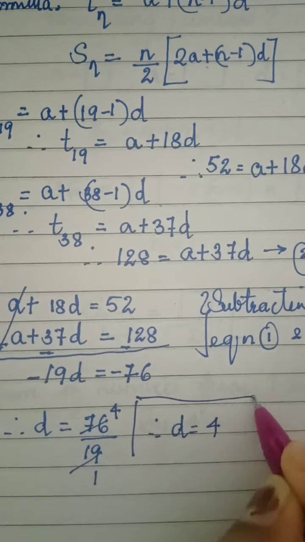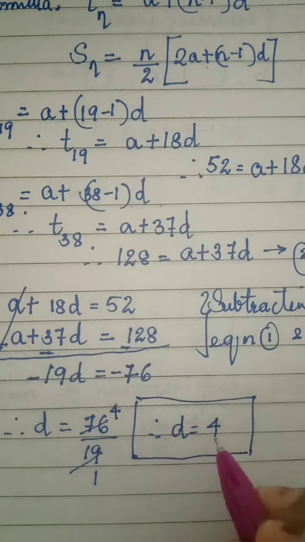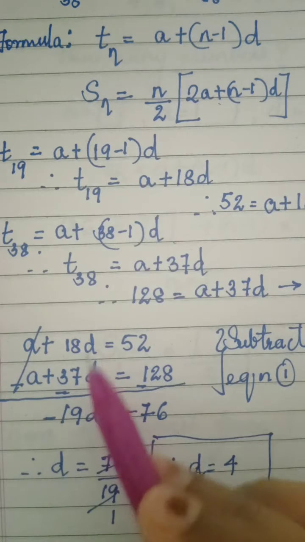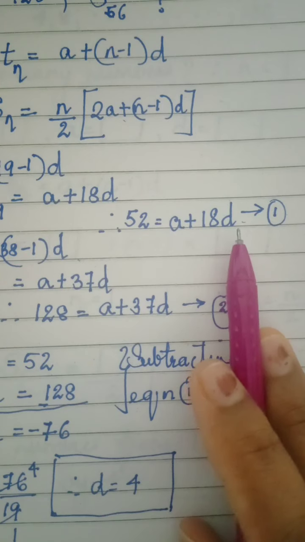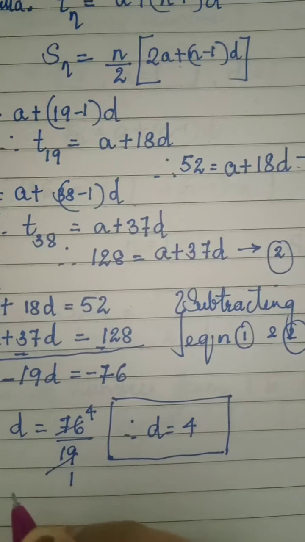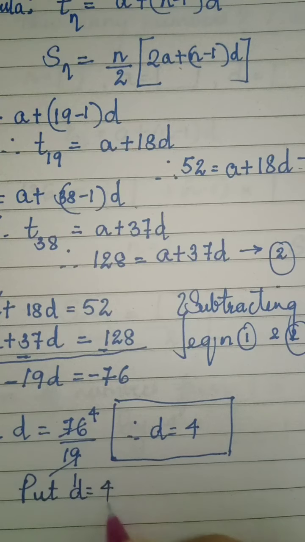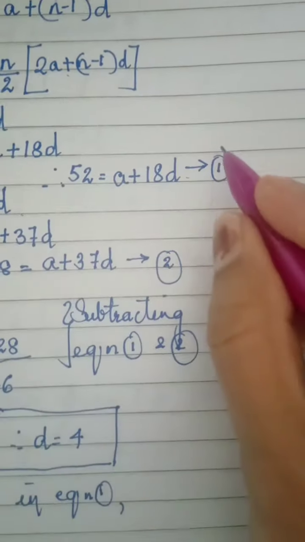Highlight it. Once you get D is equal to 4, put D is equal to 4 in any one equation. You can write here or anywhere. Now here you can put it in the first equation. So D we got 4. So put D is equal to 4 in equation 1.